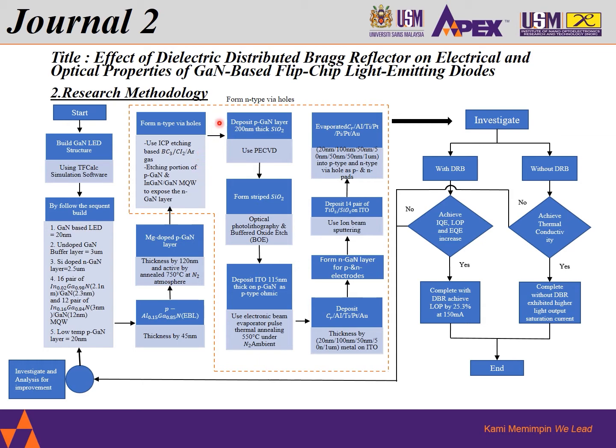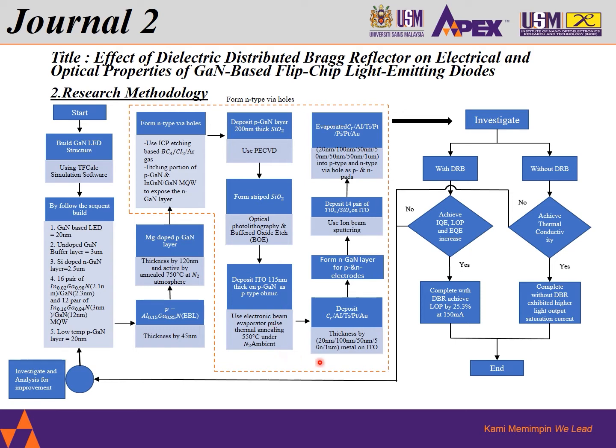Then next we will move to deposit a 200 nanometer thick SiO2 layer on the P-GaN layer by using PECVD. Next, form striped SiO2 by optical photolithography and buffered oxide etch. And next, deposit 115 nanometer thick ITO on the P-GaN as the P-type ohmic contact by using electron beam evaporation plus thermal annealing at 550 degrees under N2 ambient.